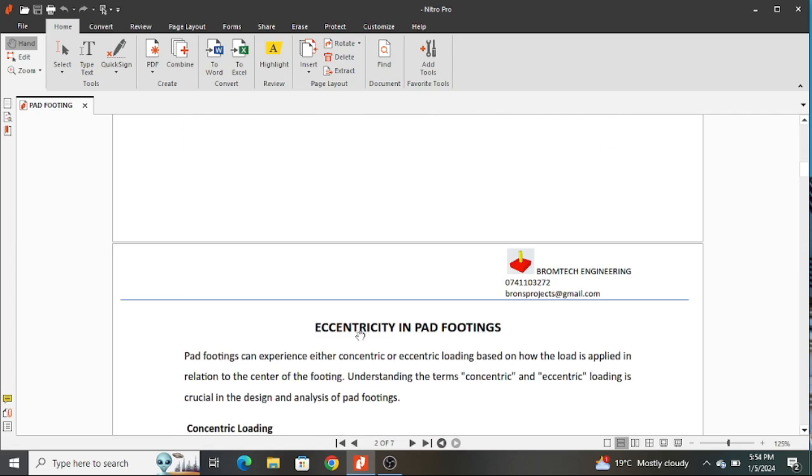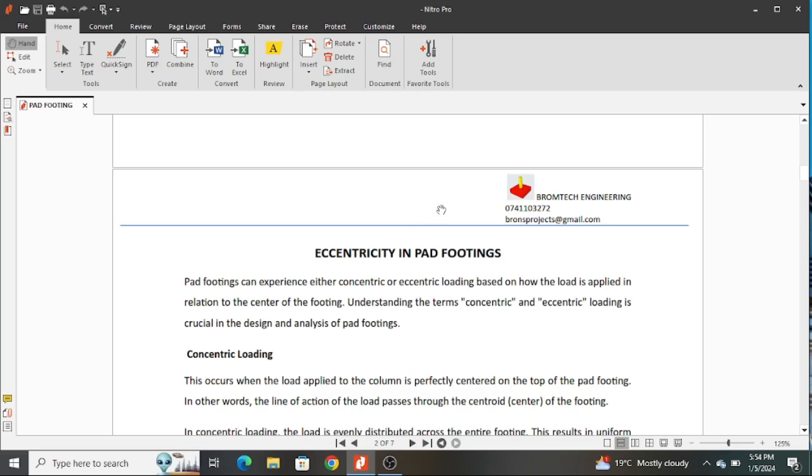From there, we move to eccentricity in pad footings. Normally, pad footings are not only loaded on the center. Sometimes you might have pad footings that are loaded on the edge, and this is what we are going to consider in this section. So when we talk about eccentricity, pad footings can experience either concentric or eccentric loading based on how the load is applied in relation to the center of the footing.